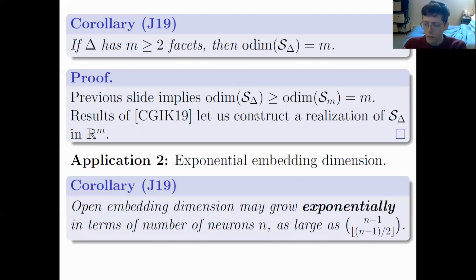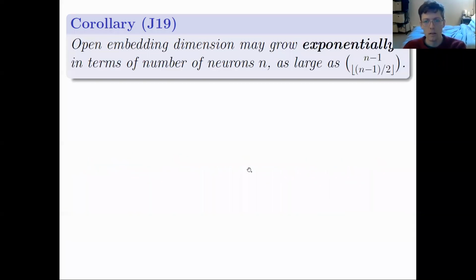Okay, so here's the punchline that I wanted to get to. So I mentioned that M can be very large relative to N, right? So this tells us that the open embedding dimension of a code can actually be larger than the number of neurons that code is on. And this was something that was kind of unclear and wasn't known at all before, but the open embedding dimension can grow exponentially as compared to the number of neurons. So I've just restated that at the top of this slide.